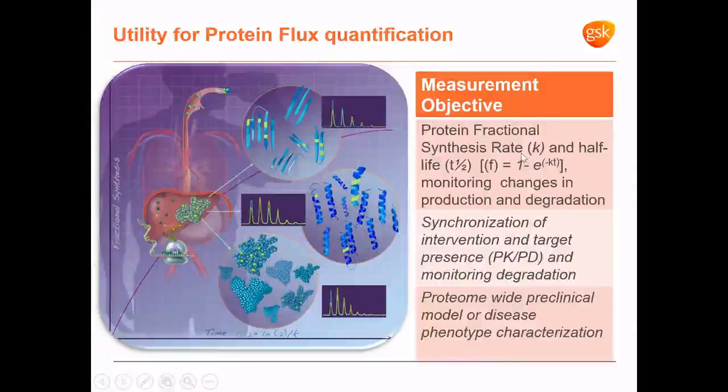And the utility of measuring protein flux: we get kinetic rate constants, the K and the half-life of the biopolymer, a protein of interest. Knowing that half-life allows us to accurately synchronize PK/PD readouts, and applying this technology also allows us to characterize disease phenotype and treatment phenotypes for that matter. So it can be really quite impactful.